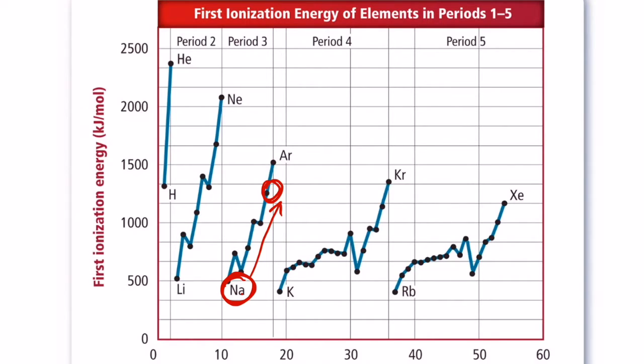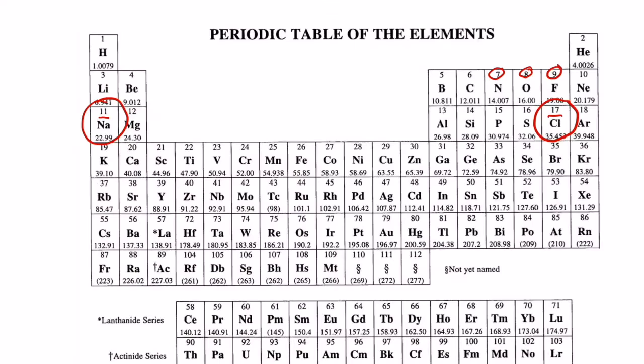Now that's true, as you can see from this graph, for any period on the periodic table, from lithium to neon. Let's take a look at where that is on the periodic table. Here's lithium, folks, right up here. Let's clear this so it's a bit easier to see. Here's lithium, and here's neon.